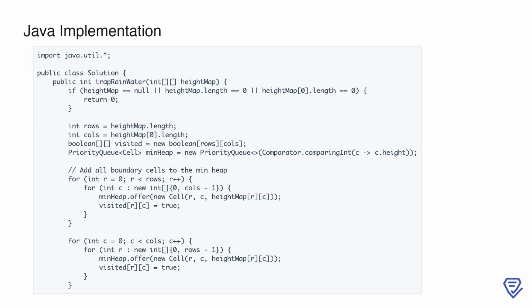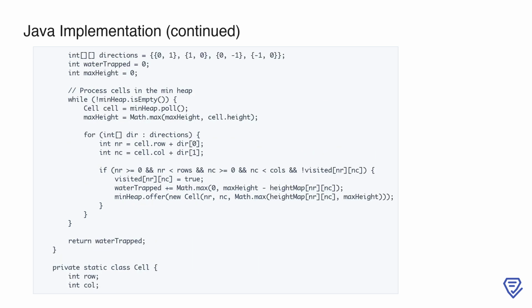We also create a min_heap, which is a priority queue that will help us process cells in ascending order of their height values. The next part of the code adds all boundary cells to the min_heap. This is because water can only be trapped inside the boundaries, and we start by processing the outer edges first. For each boundary cell, we mark it as visited and add it to the heap. This ensures that we have a complete perimeter of the height map in the heap before moving inward.